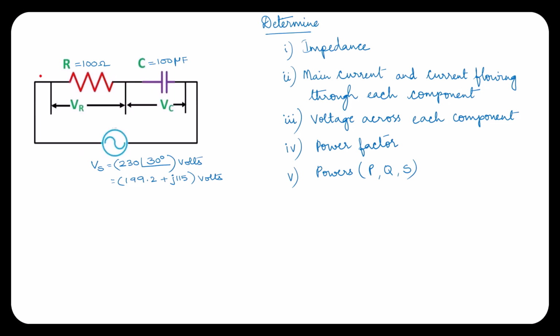Let's solve a numerical on a circuit which has a resistor and capacitor connected in series across an AC supply. Okay, so the circuit is given like this. We have a resistor of 100 ohms and a capacitor of 100 microfarads which are connected in series across an AC source of voltage Vs is equal to 230 at an angle of 30 degrees. The same is given in rectangular form also.